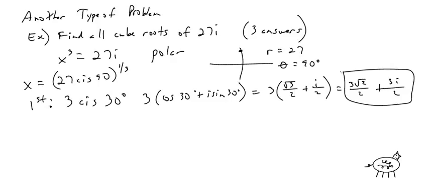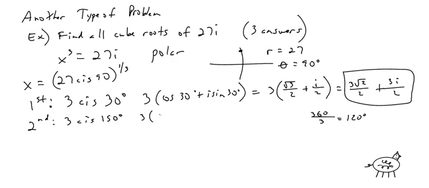Okay, that's one answer. Pretty reasonable. Second answer is 3 cis. Remember, there are 3 answers, so it's 360 over 3, which is 120. That's what I'm going to add. So it's 3 cis, and I add 120 to that, I get 150.